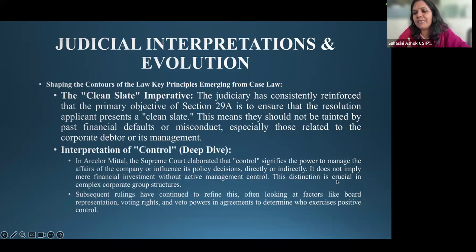If you see the Bhushan Steel case, the Supreme Court has passed an order in which they have specifically mentioned that the RP has not done Section 29A diligence. There are some procedural things which were not complied with. That is why, after approving the resolution plan, after 6 years, it was referred for liquidation.